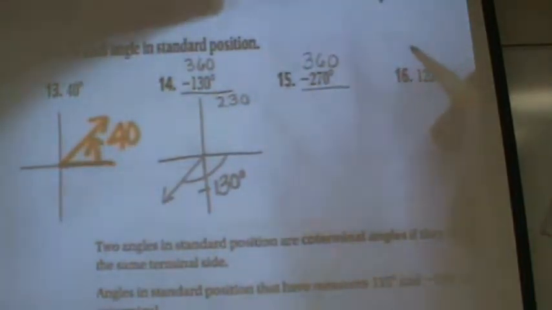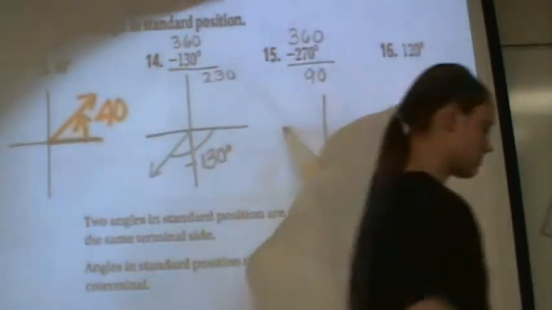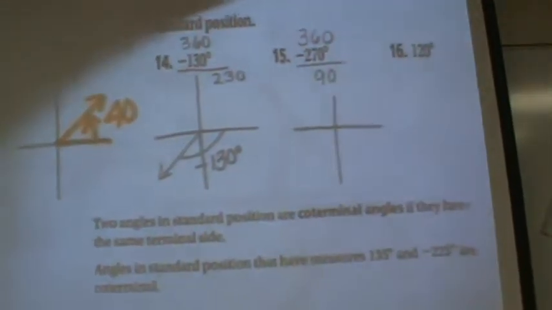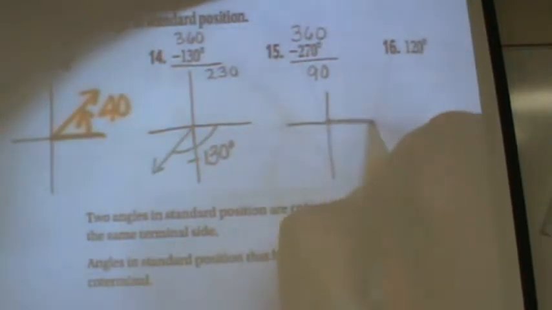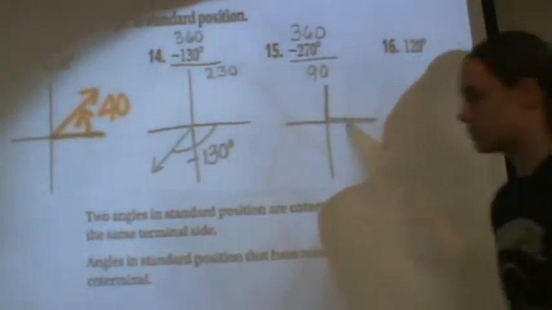How about negative 270? What's the answer? What angle is coterminal with negative 270? 90 degrees. So a negative 270-degree angle is this angle right here. It starts here. It's coterminal. Its terminal side will be 90 degrees, but it's going this way. So this is negative 270 degrees.